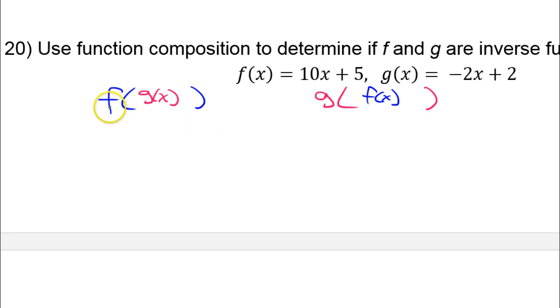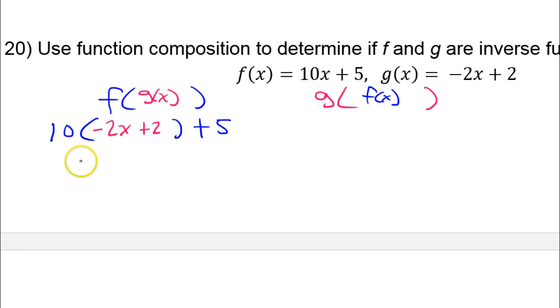So let's start with this. I'm going to take function f and substitute function g inside of it. So function f is 10x plus 5. So I'm going to write parentheses instead of x. So 10x plus 5 becomes 10 parentheses plus 5. I'm putting parentheses because I'm going to substitute in function g, which is negative 2x plus 2. So I have negative 2x plus 2.